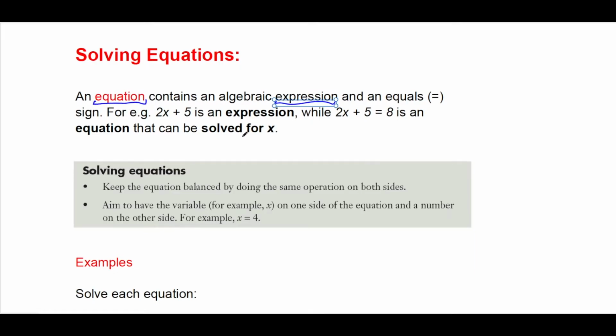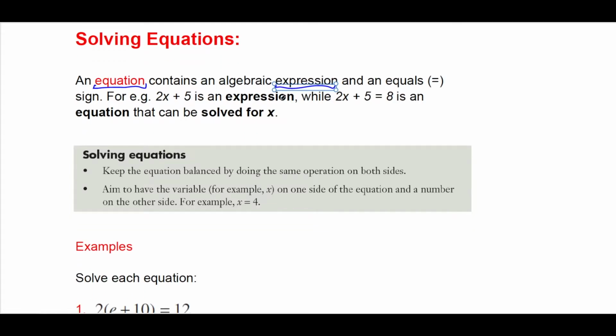Now, an equation has an equal sign and it has things on the left and right of the equation. An expression does not have an equal sign, so this is an expression. Basically, if you have an expression that's equal to an expression, that's called an equation.